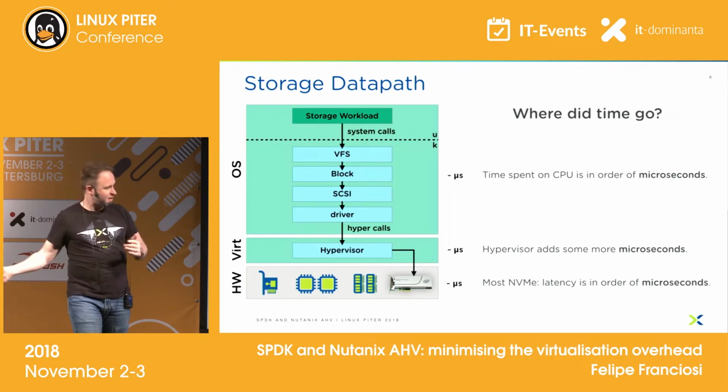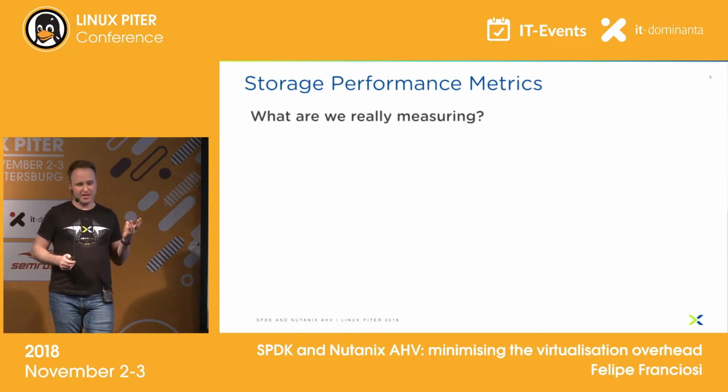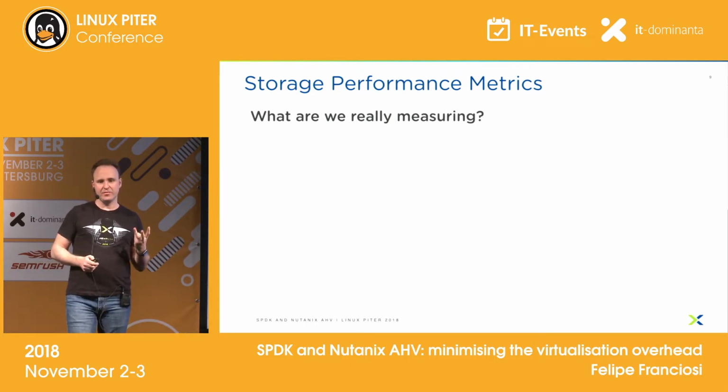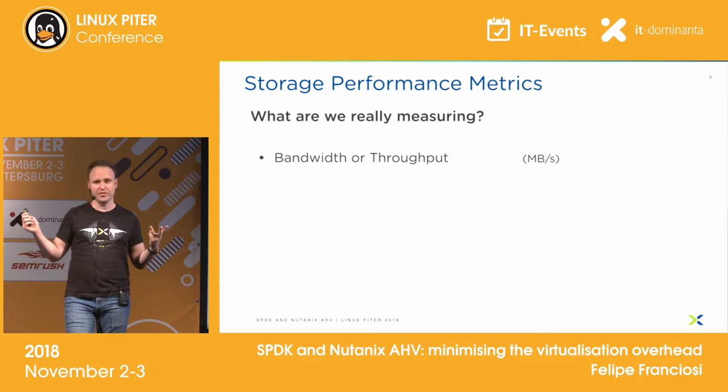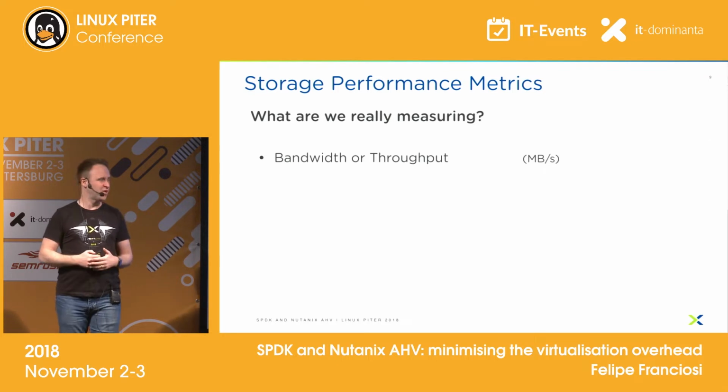So what are we really measuring? There are 3 storage metrics that we should all know. The first and simplest is throughput, right? Everyone knows about throughput. If you downloaded a file off the internet, you've seen something coming down in megabytes a second. You can associate that with moving a volume of data over some amount of time.